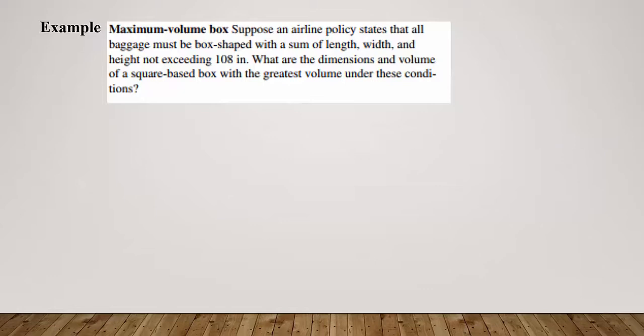And before I head off to the chalkboard, I'm looking at it, and it says, what are the dimensions and volume of a square-based box with the greatest volume under these conditions? So it looks like I'm going to try to maximize volume. That's going to be my objective function. So here I go, off to the chalkboard to work through this one.